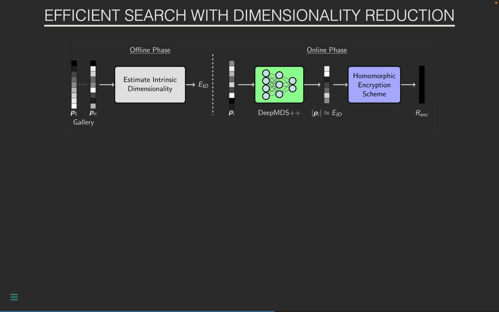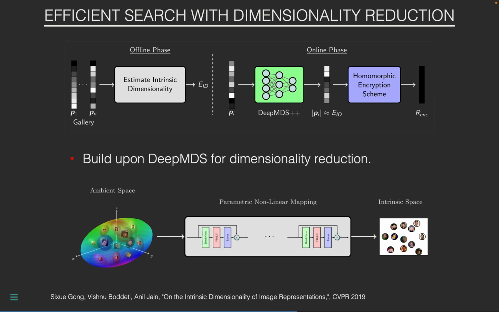From a dimensionality reduction perspective, we first estimate the intrinsic dimension of the features in the gallery. The intrinsic dimension is the dimensionality of the manifold on which the features lie, and it informs us about the compressibility of the representations. We proposed Deep MDS++, which compresses the features towards their intrinsic dimension.